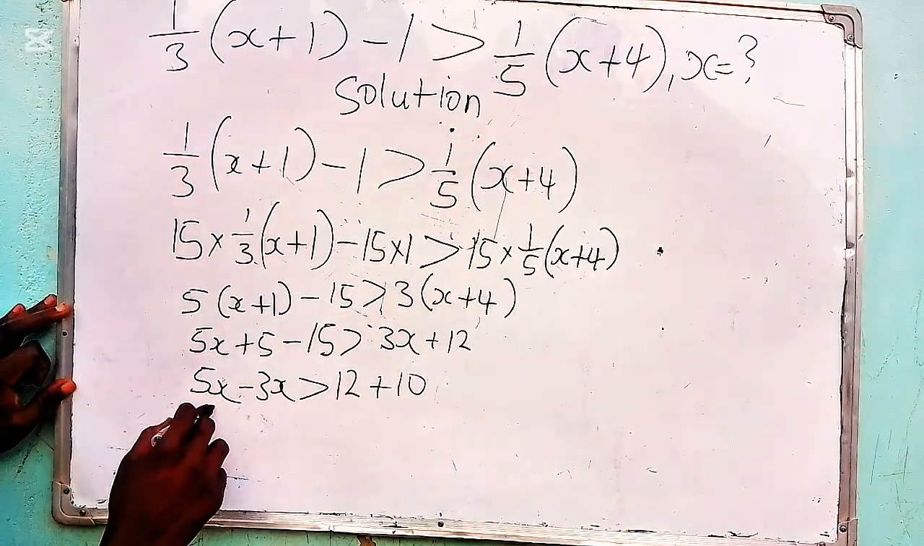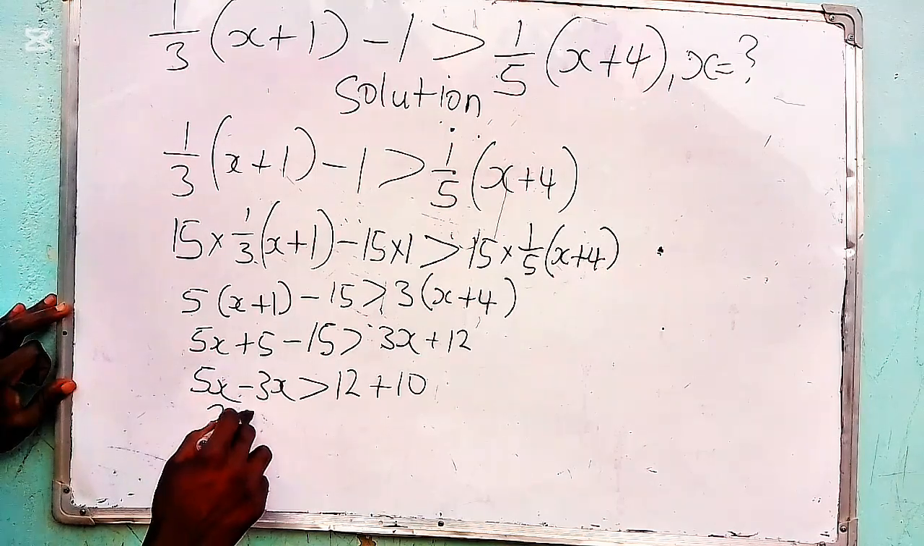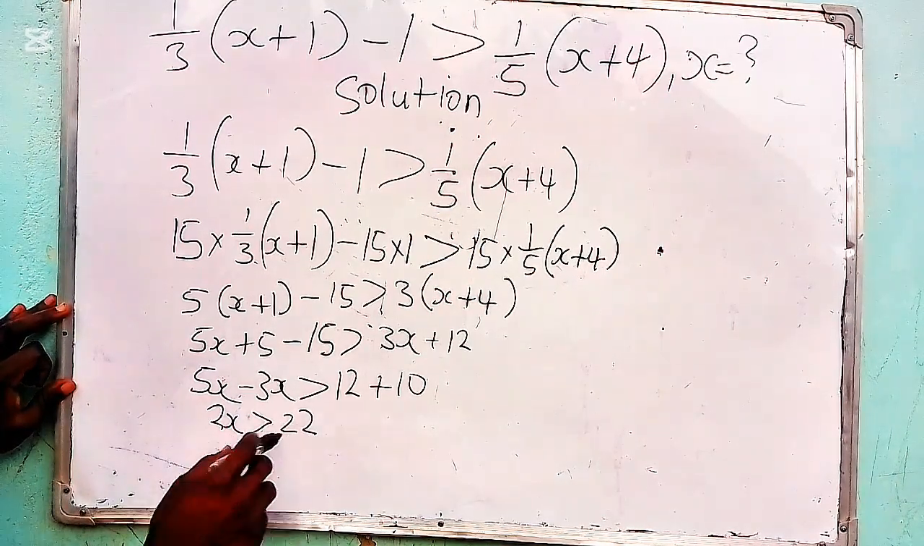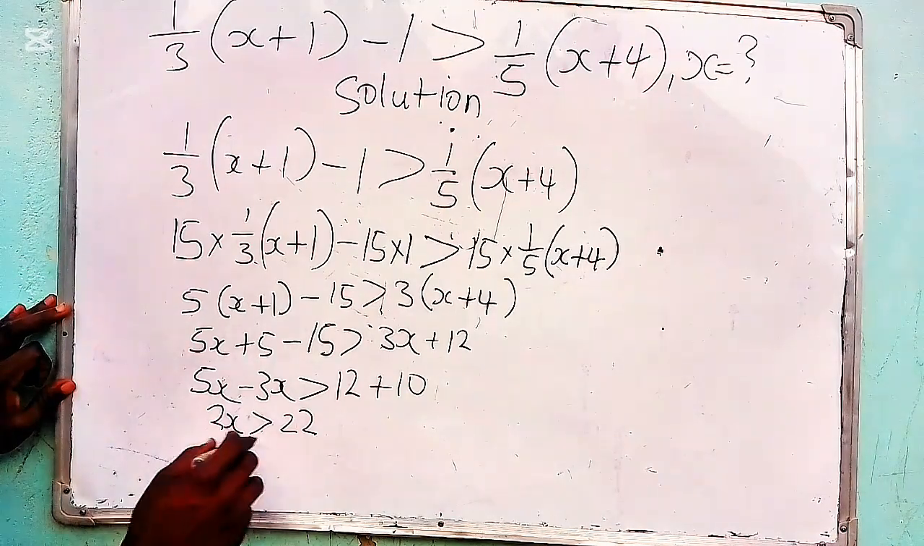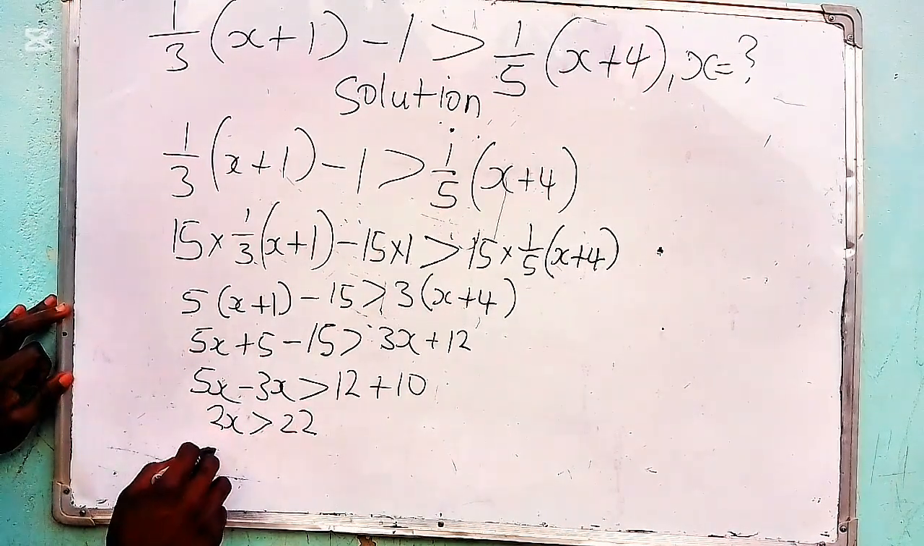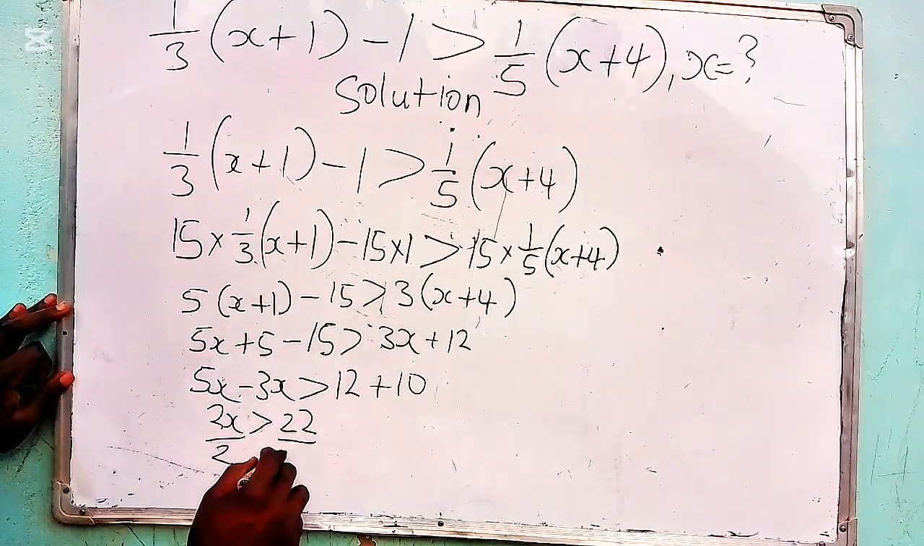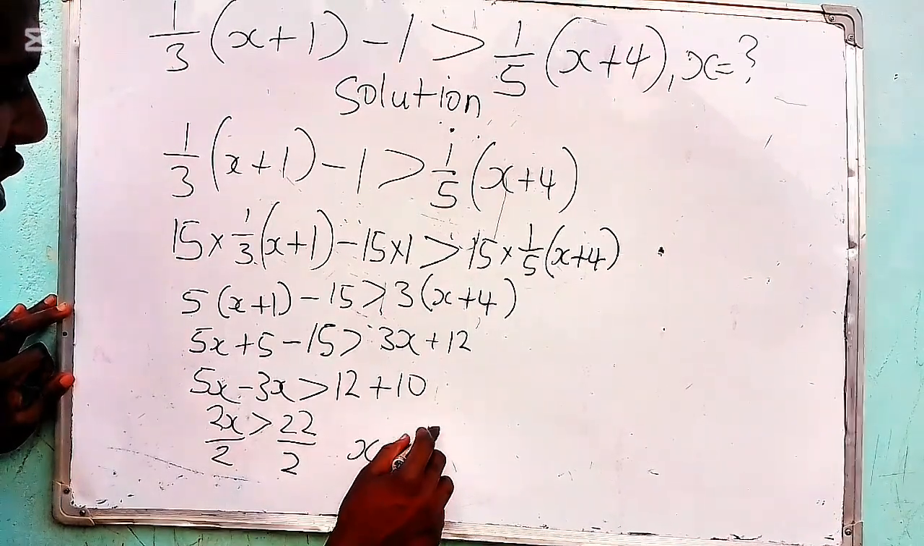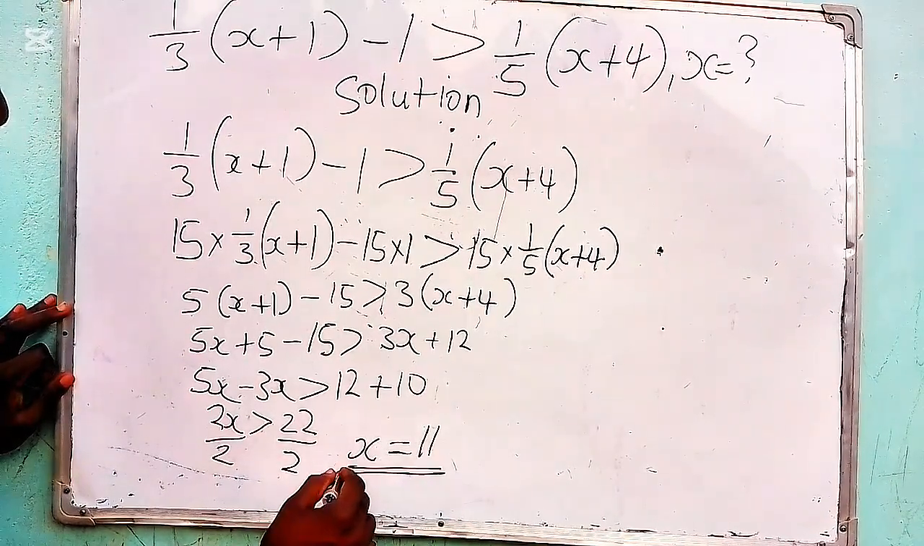Right? Now here we have 2x greater than 22. Divide both sides by 2. You have 2 here, 2 here. So x is equal to 11 as the final answer.